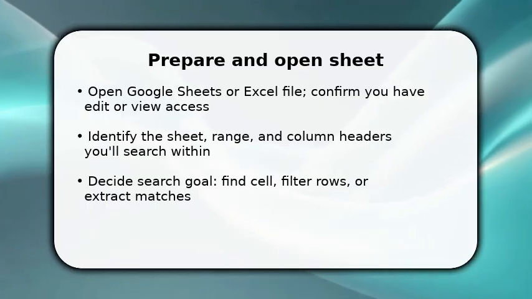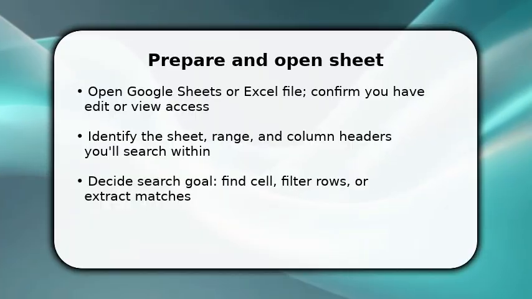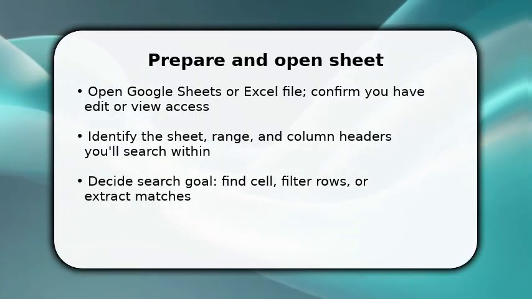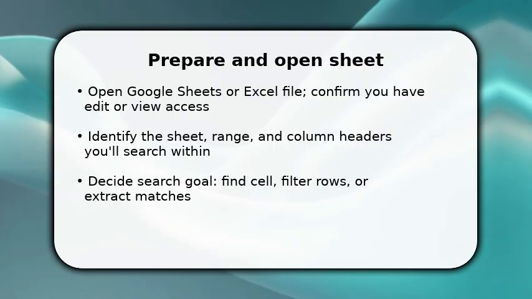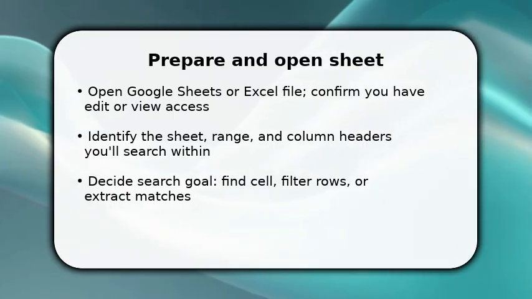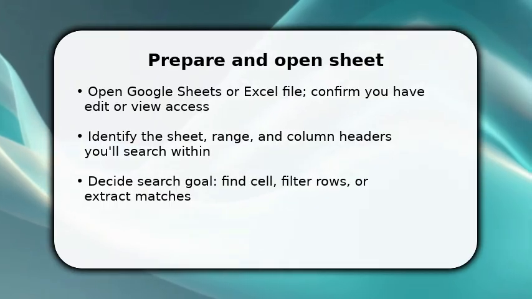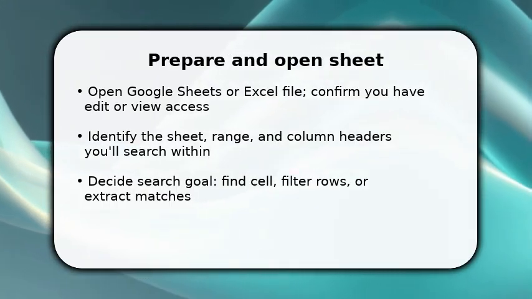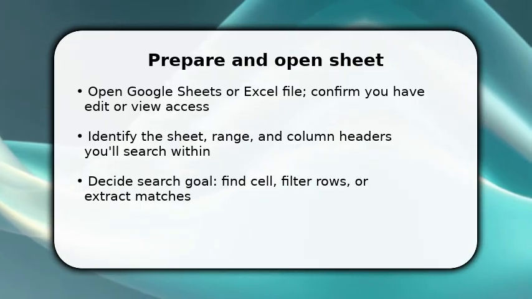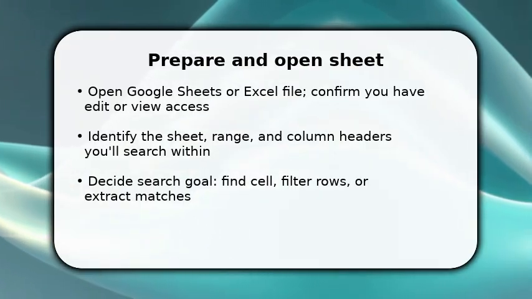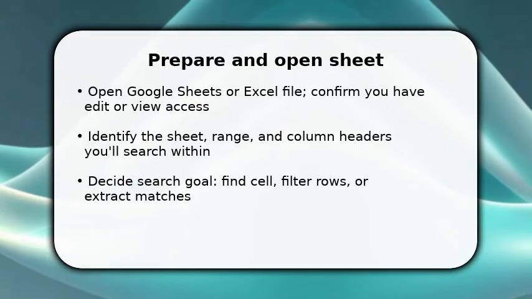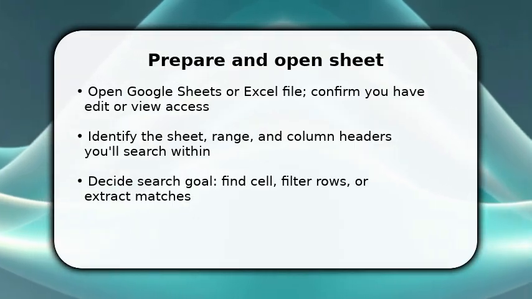You start with the file open and the exact sheet selected. This saves time and prevents mistakes. First, scan headers to know which columns matter and select a contiguous range if you will limit search scope. If you plan to use formulas later, create a helper column now. It keeps results separate. Once done, decide whether you need a simple find, a filter, or a formula-driven match so you pick the correct next tool.